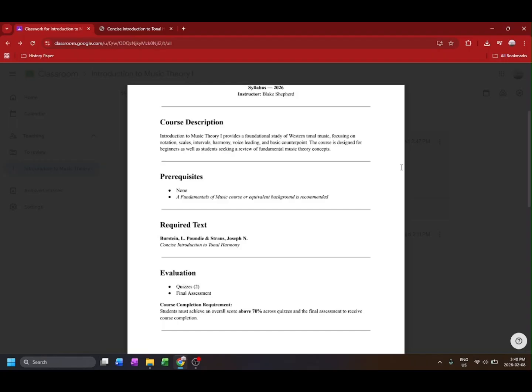So, we're going to be looking at Western music specifically. There are many different types of music theory, but we're looking at the theory of Western tonal music specifically for this introduction class. We're going to focus on notation, scales, intervals, harmony, voice leading, and some very basic counterpoint for this class. Like I said, it's designed for beginners and also for people seeking some review and some fundamental concepts.